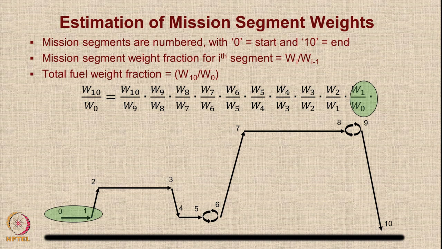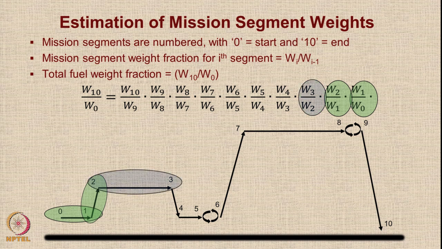For the first one, W1 by W0, we are going to use the suggestion by Raymer to take the ratio as 0.97, which includes the fuel for warm up, taxi out and take off. Again, for climb we will use historical data, because this is a climb to a reasonably low altitude. Although it is accelerated, it is to a very low altitude. So one can assume here that it is a simple climb.